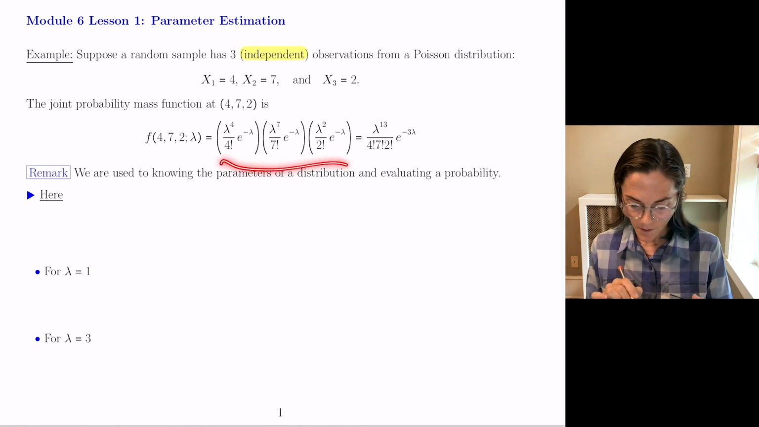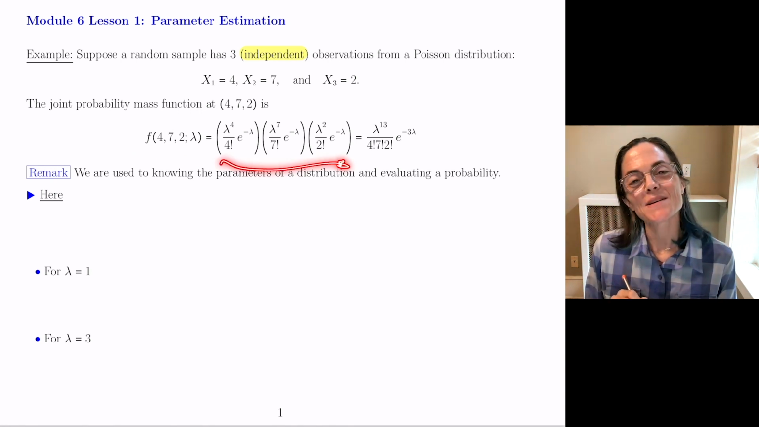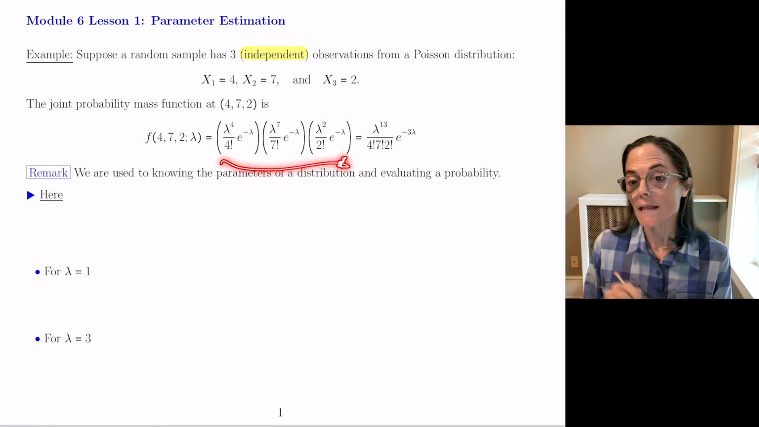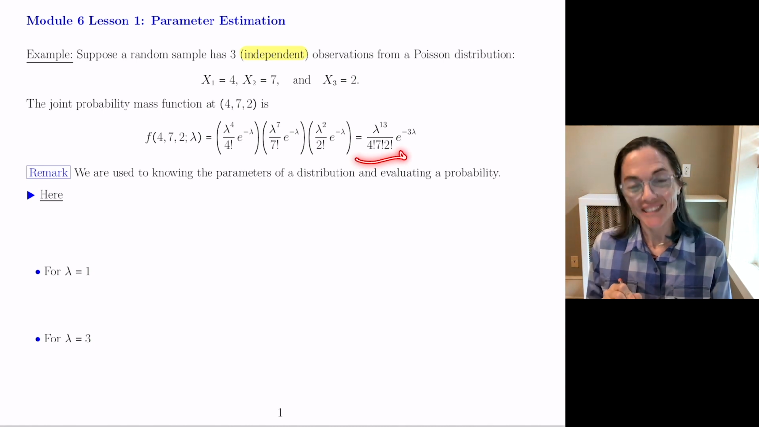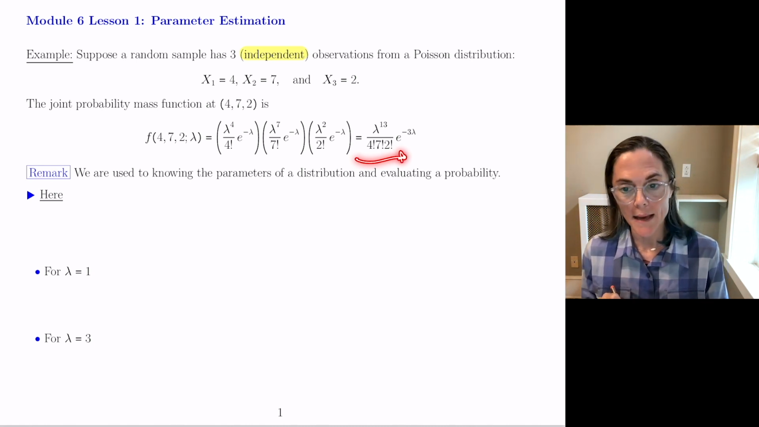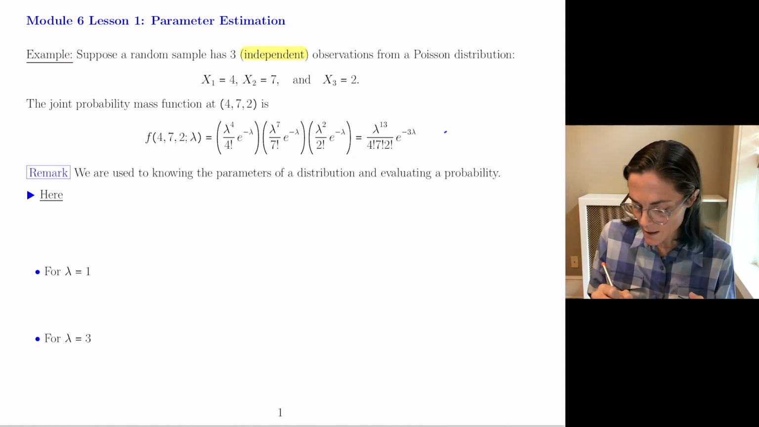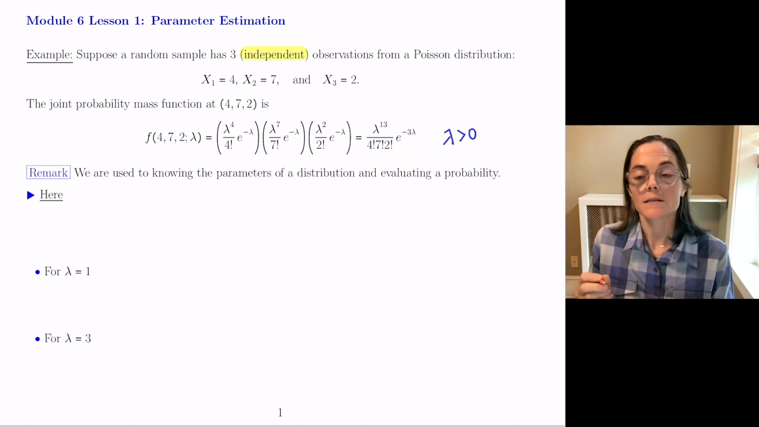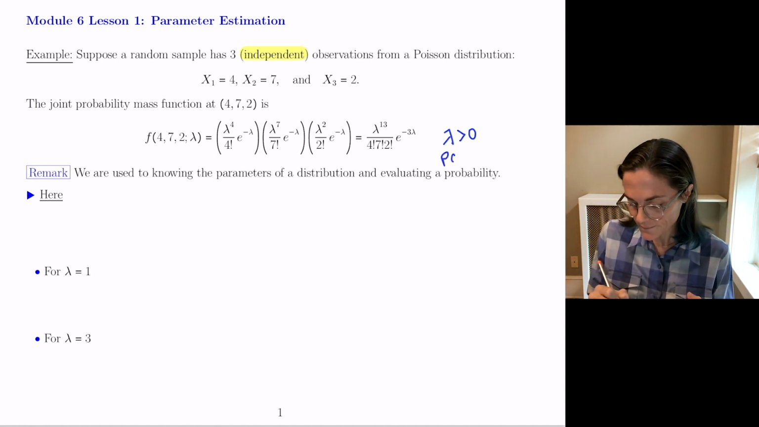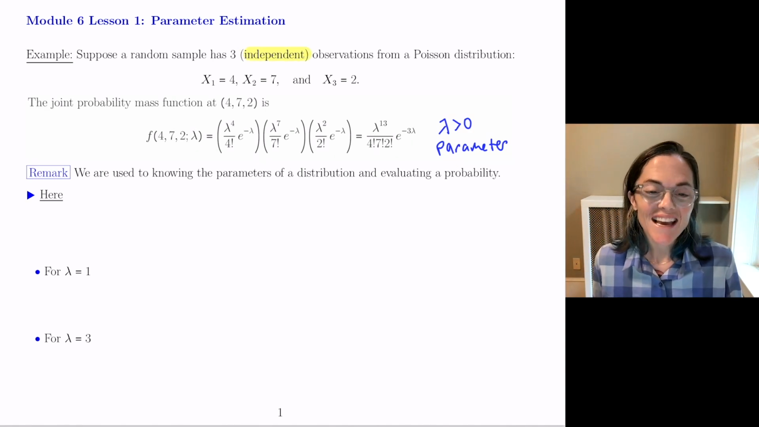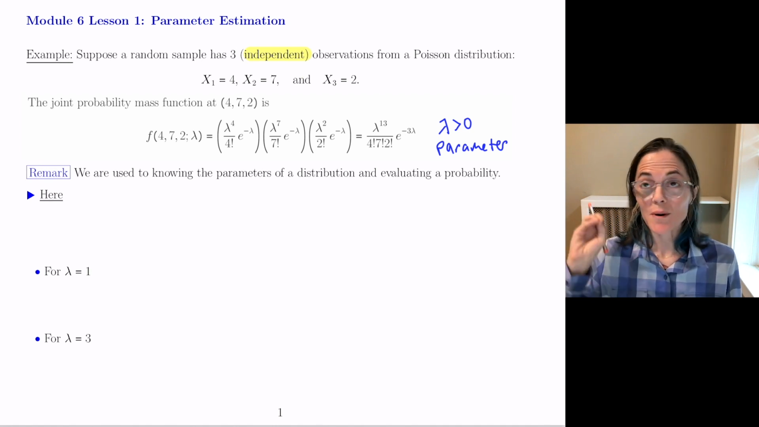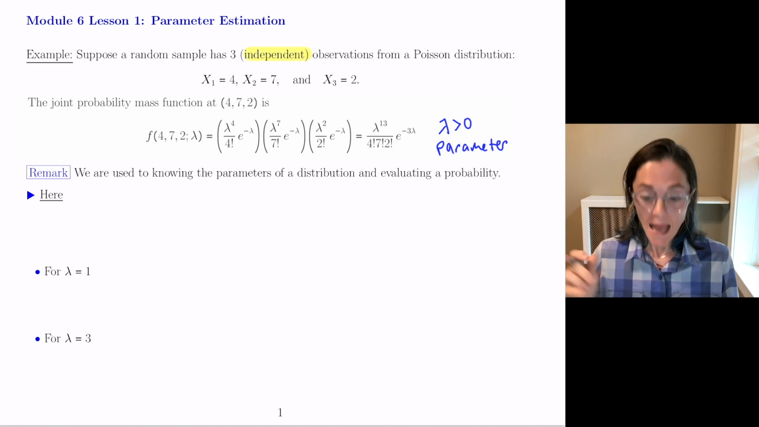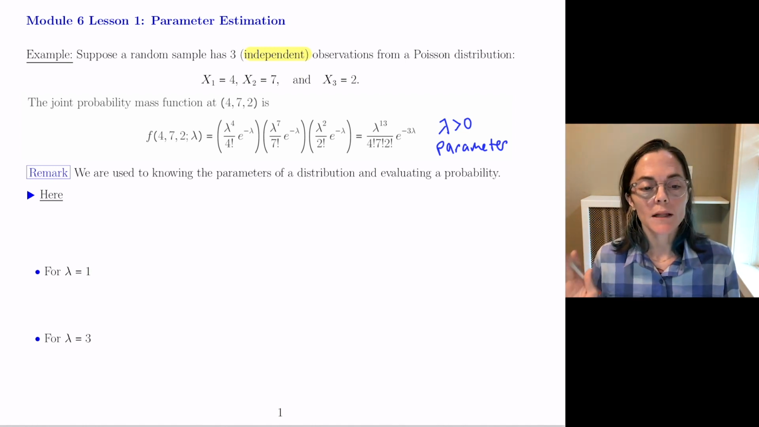And so we have, exactly as we see here, using properties of exponents, we can write this as lambda to the 13 divided by 4 factorial, 7 factorial, 2 factorial, and then e to the minus 3 lambda. Now note here that lambda is some positive number, and this is our parameter. Now, we are used to knowing the parameters of a distribution. Namely, we would specify which particular Poisson distribution we are working with, and then we would evaluate a probability.